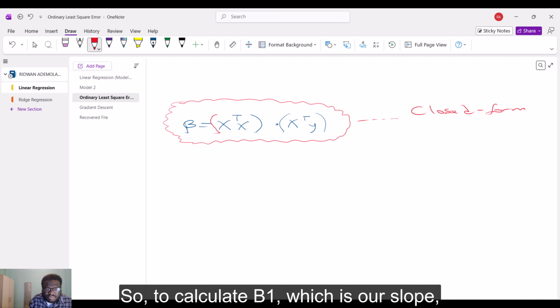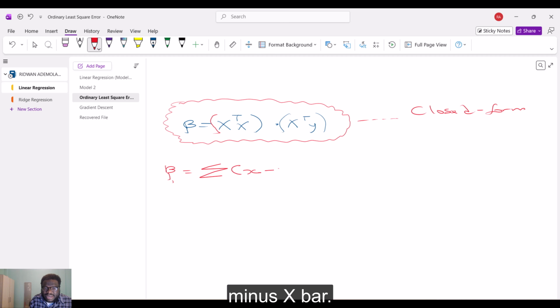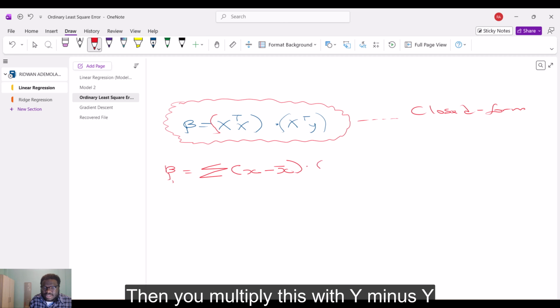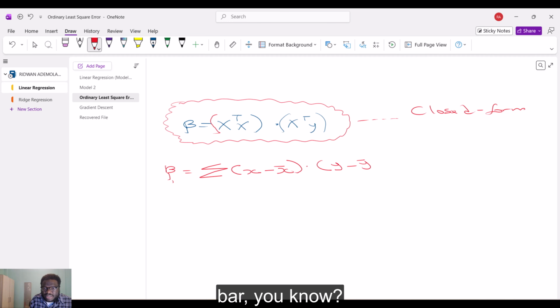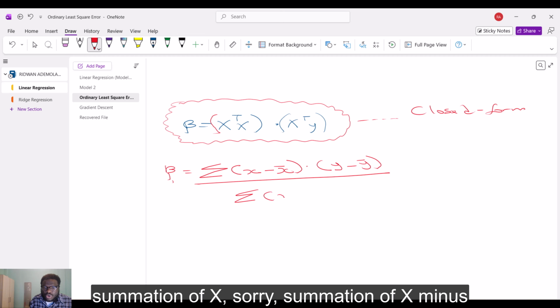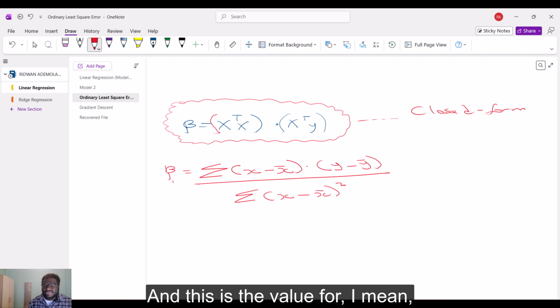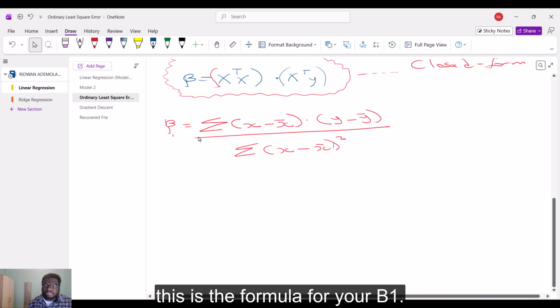To calculate B1, which is our slope, B1 is usually given as the summation of x minus x bar. X bar means the mean. Then you multiply this with y minus y bar. Y is the target and y bar is the mean of the target. Then you divide all of this by the summation of x minus x bar, then you square this. And this is the formula for your B1.